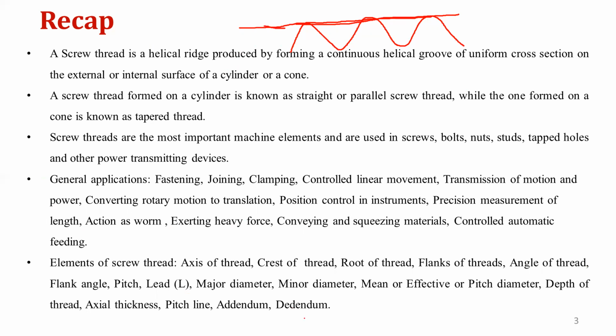And we discussed the minor diameter. It is the diameter of an imaginary cylinder that passes through the root points of the thread. And then we discussed the mean or effective or pitch diameter. It is the diameter of an imaginary cylinder which passes through the pitch line of the screw thread.